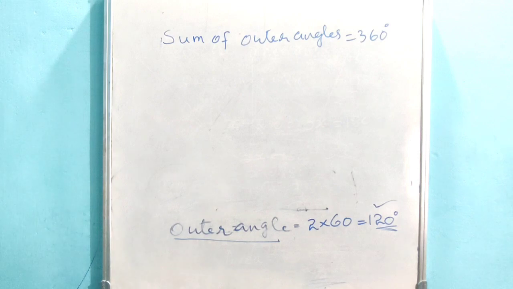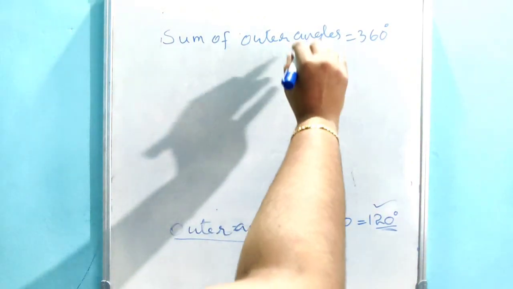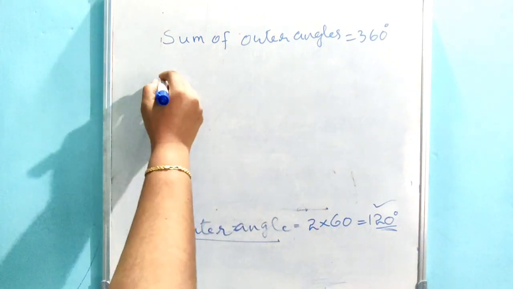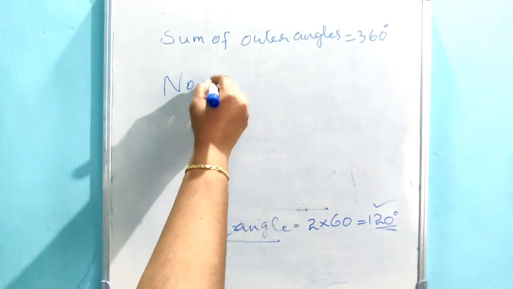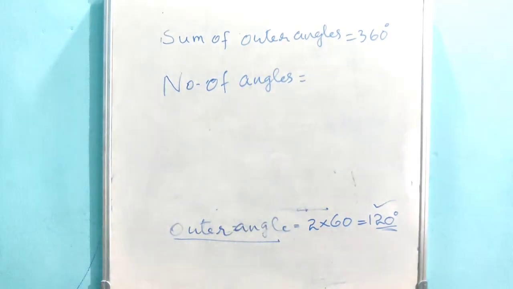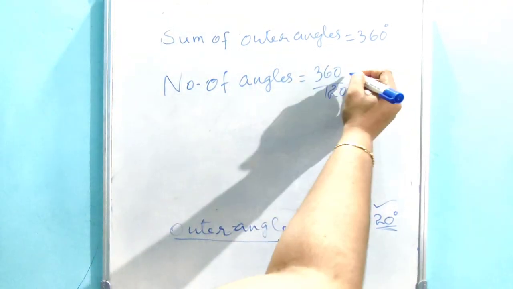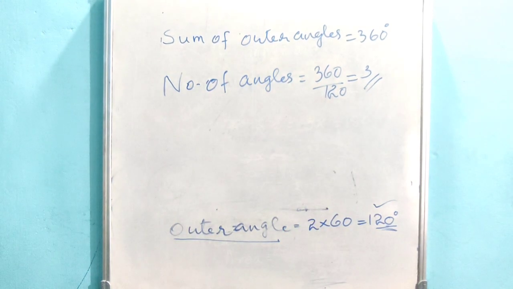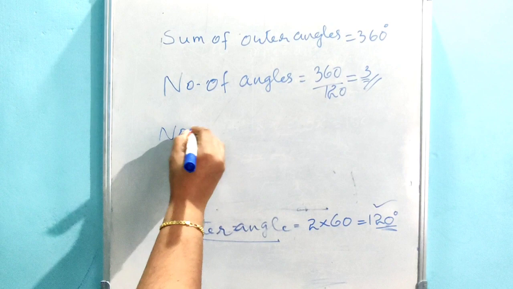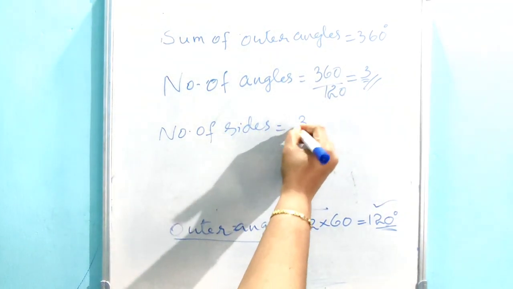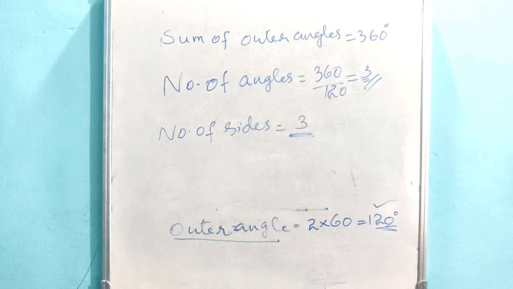One outer angle is equal to 120 degrees and the sum of all outer angles is equal to 360 degrees. Then how many angles are there? The sum is 360 and one angle is 120 degrees, so the number of angles is 360 divided by 120, which is equal to 3. We know that in every polygon the number of angles and number of sides are equal. Therefore, the number of sides is also 3.